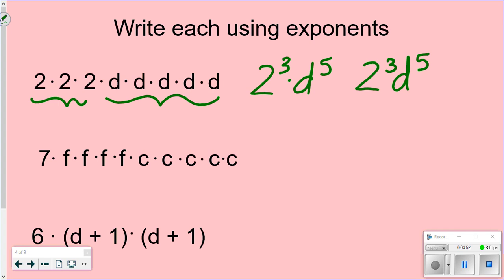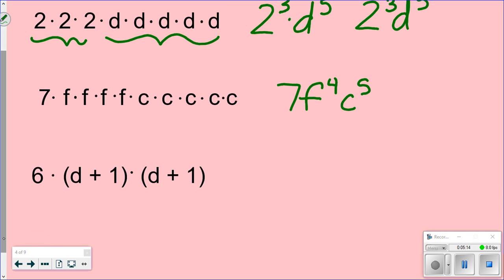All right, so now I have 7 and then 4 f's and then 5 c's. So really, since 7 is by itself, we don't need to have an exponent with it because we know 7 to the first power is going to be 7. So it could be 7, and then we'd have f to the 4th, c to the 5th. That's how you'd write this one in exponential form. Okay, same thing with 6, and then we have d plus 1, and then times d plus 1. So it could be 6, parentheses, d plus 1, end of parentheses, and then to the second, because this is what you're taking to the second power.